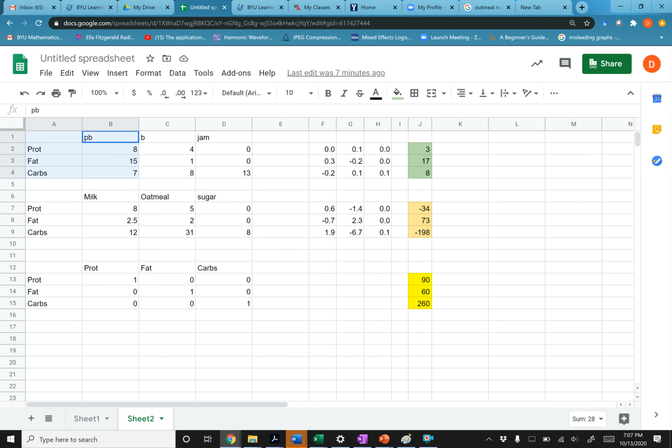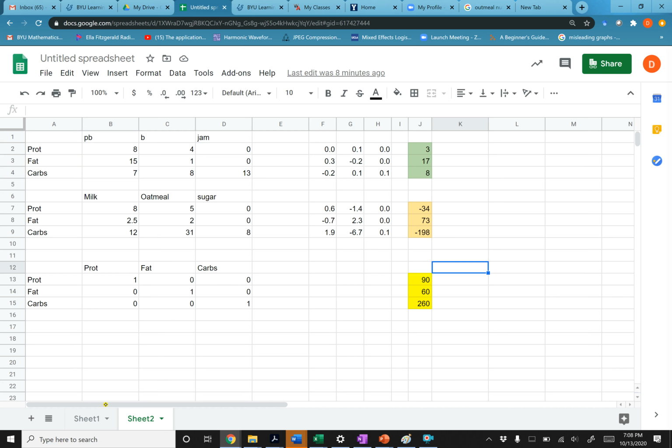This is the matrix that connects the two. This is actually the inverse matrix. It's rounded to 1/10. So I actually found 3, 17, and 8 by multiplying this inverse matrix by the 90, 60, 260. But I could also pick another basis.